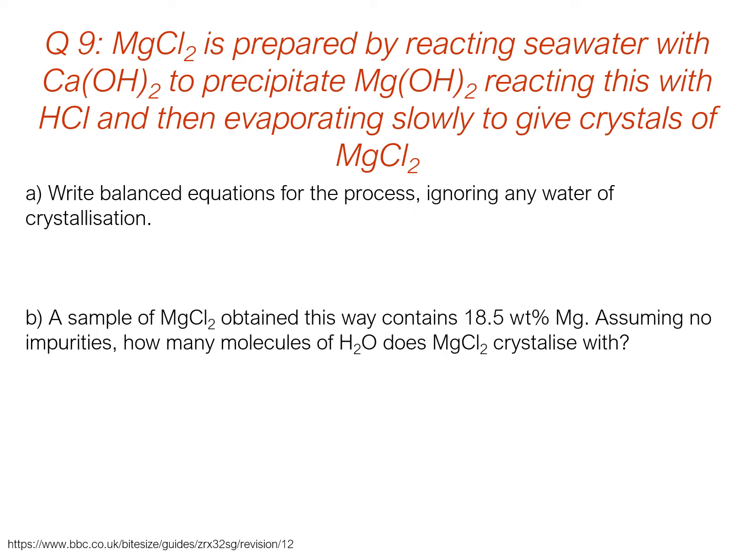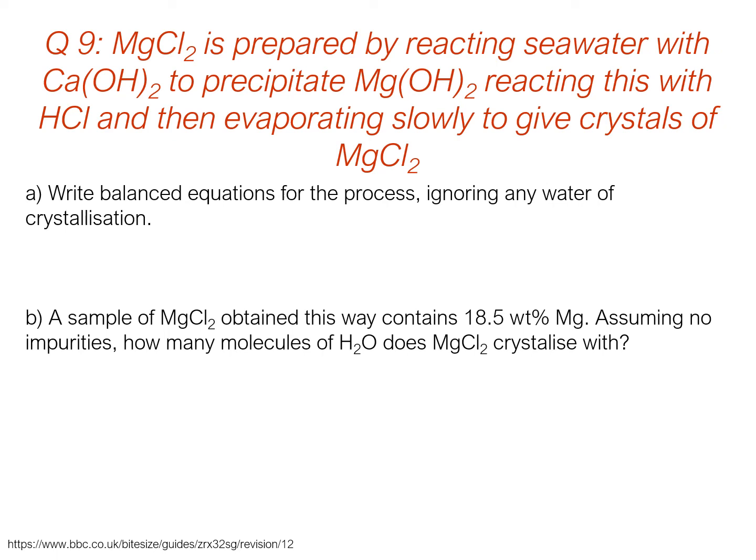So question 9 is dealing with the preparation of magnesium chloride from seawater and asking us to work out the equations of the whole process, and then also looking at the waters of crystallization. And this one is actually marked as one of the harder questions in the book with the asterisk. So we'll go through the question, and then there's a couple of equations.